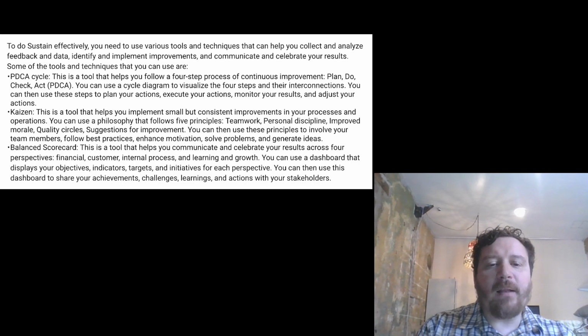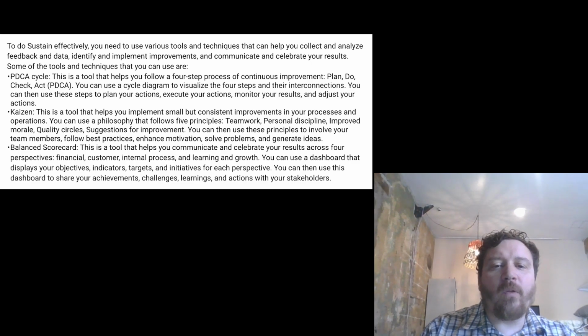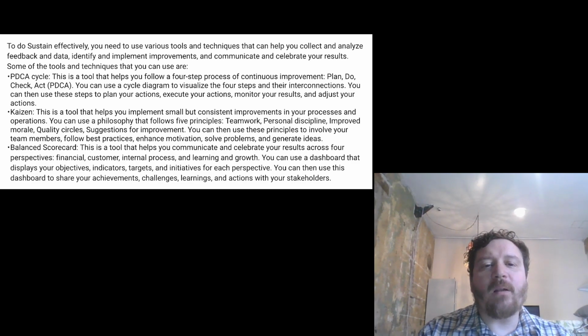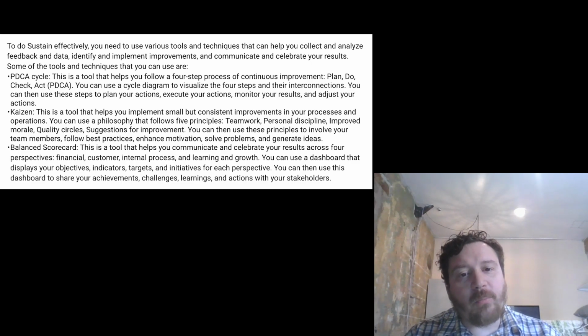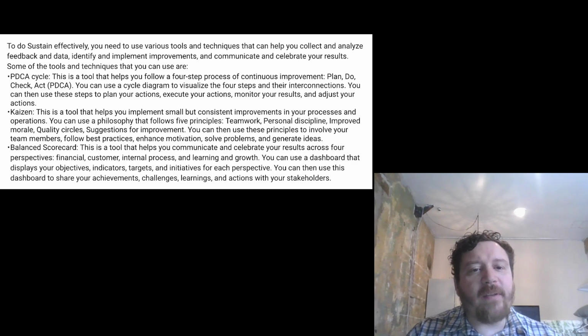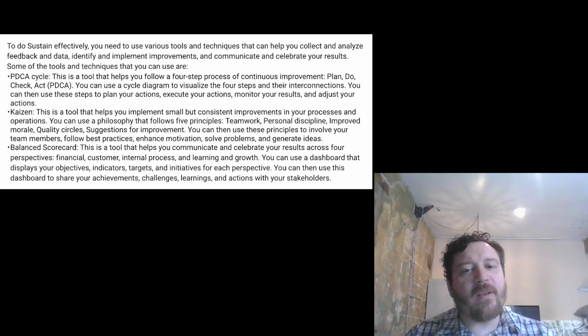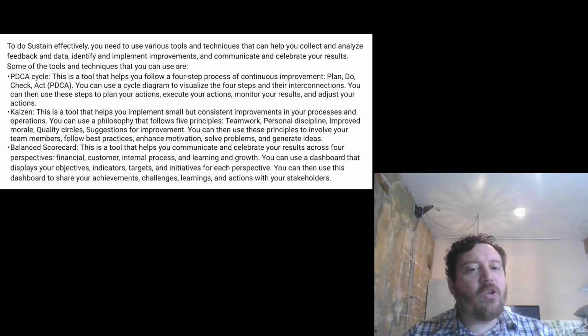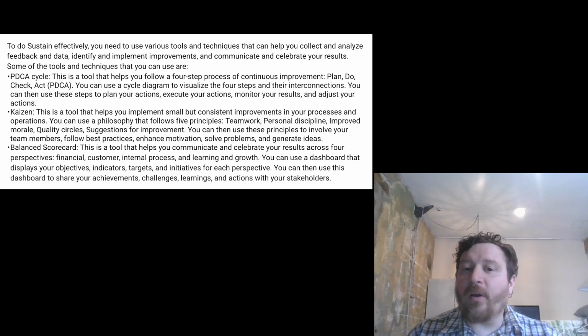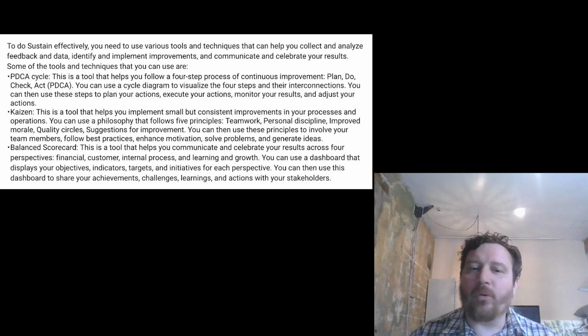Balanced scorecard. This is a tool that helps you to communicate and celebrate your results across 4 perspectives: financial, customer, internal processes, and learning and growth. You can use a dashboard that displays your objectives, indicators, targets, and initiatives for each perspective. You can then use this dashboard to share your achievements, challenges, learnings, and actions with your stakeholders.